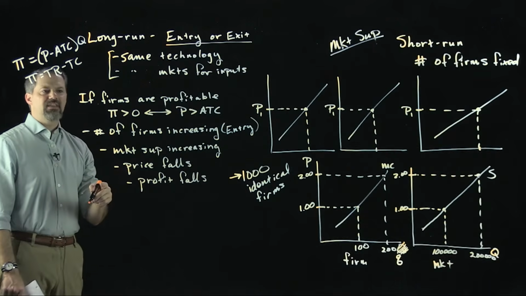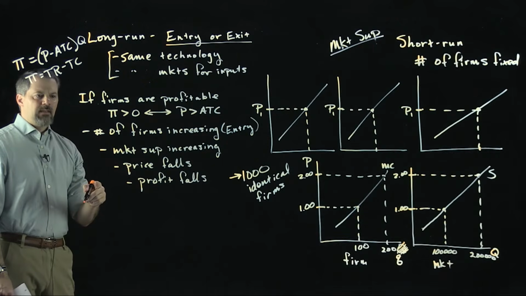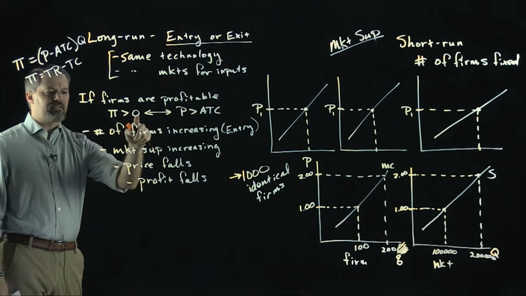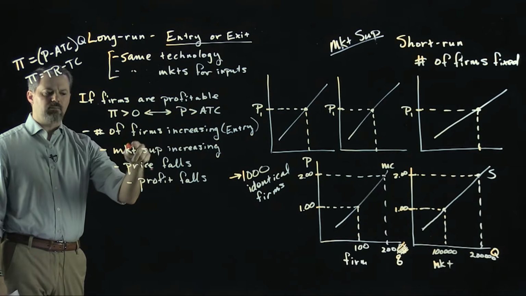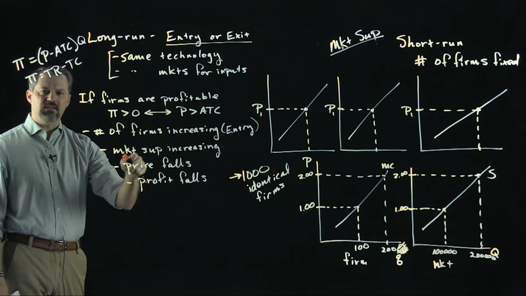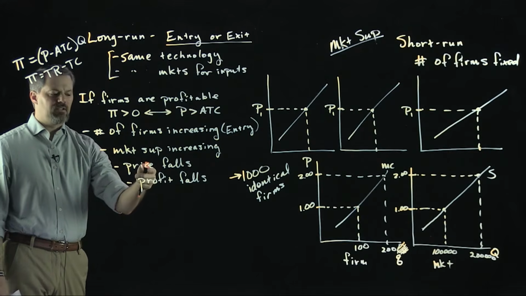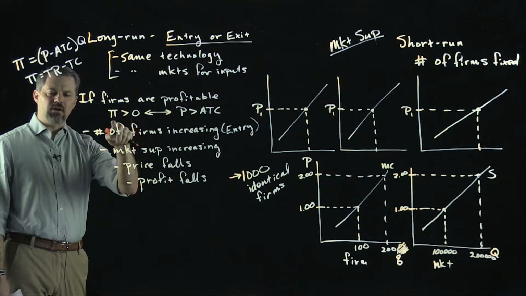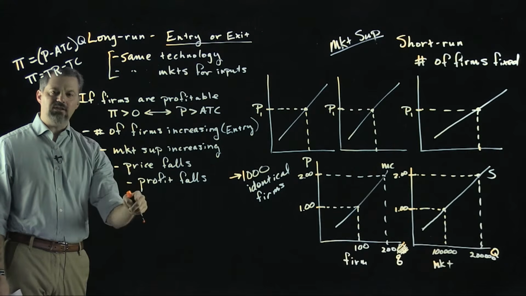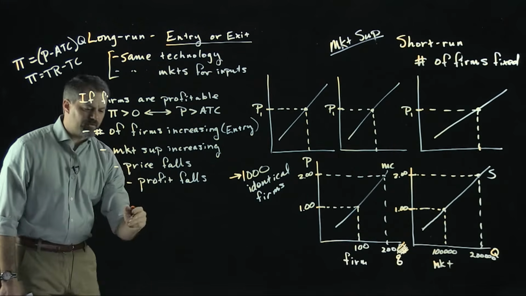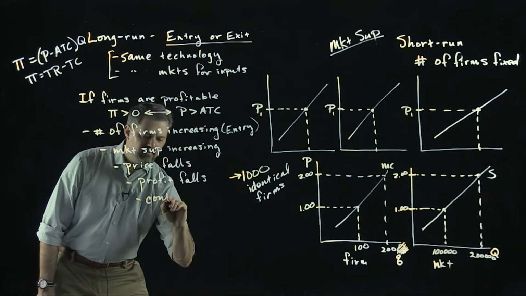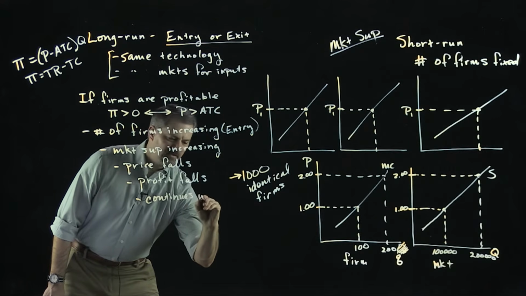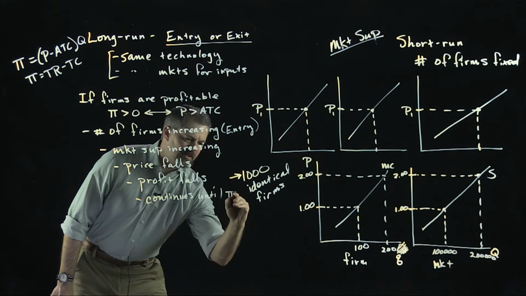And let's think about when this is going to stop. As long as profit is positive, firms will be entering the market, market supply is going to be increasing, market price is going to be falling, profit's going to be falling. This will continue as long as profit is positive. So this continues until profit is driven to zero, until profit equals zero.